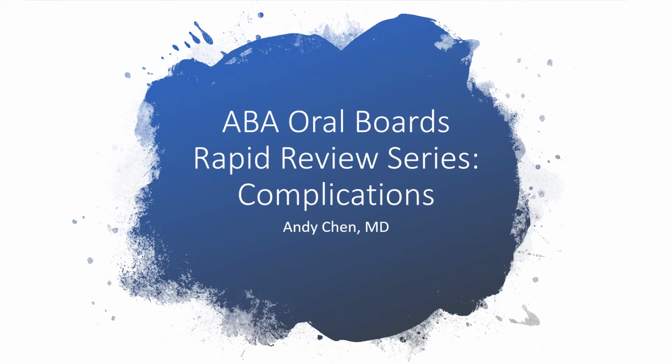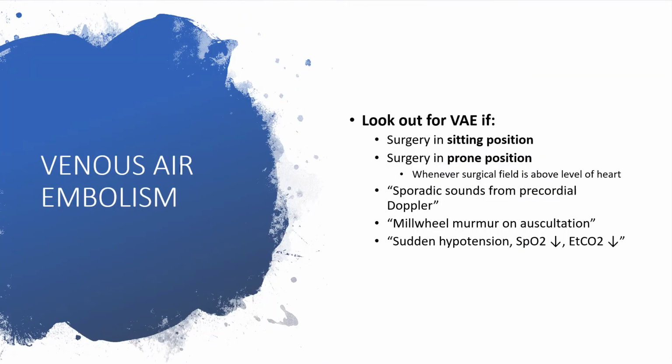Today we'll be talking about venous air embolism. Now you want to look out for venous air embolism if you get a stem with a surgery in the sitting position, such as neurosurgical procedures or pituitary surgeries, a surgery in the prone position, such as spine surgery. Look out for venous air embolism whenever you have a surgical field that is above the level of the heart, because that is when you have that pressure gradient that increases the risk of air being entrained into the heart.